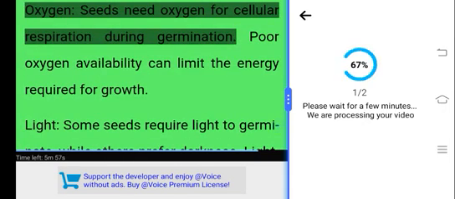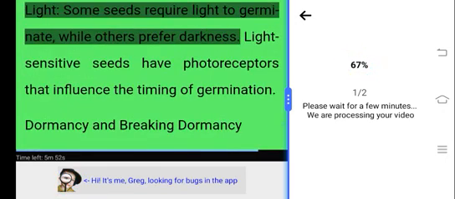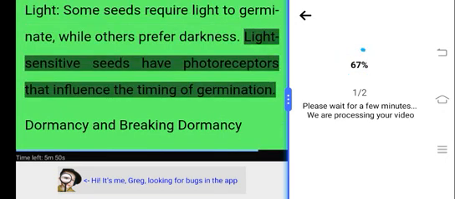Oxygen. Seeds need oxygen for cellular respiration during germination. Poor oxygen availability can limit the energy required for growth. Light. Some seeds require light to germinate, while others prefer darkness. Light-sensitive seeds have photoreceptors that influence the timing of germination.